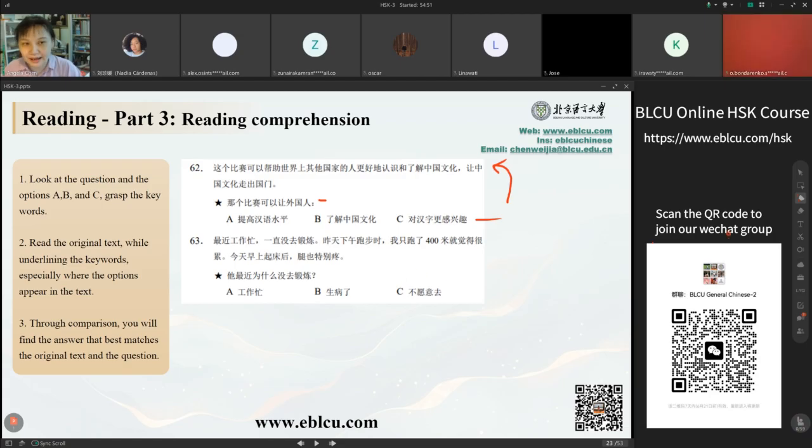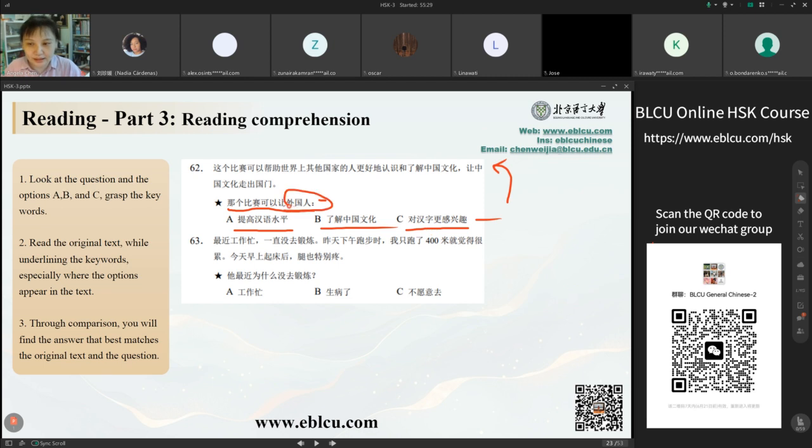Okay, so let's try. For 62, let's read the question and the options first. 那个比赛可以让外国人 something. So that competition could let foreign people something. A. 提高汉语水平, to improve your Chinese level. B. 了解中国文化, to understand Chinese culture. C. 对汉字感兴趣, be interested in Chinese characters.